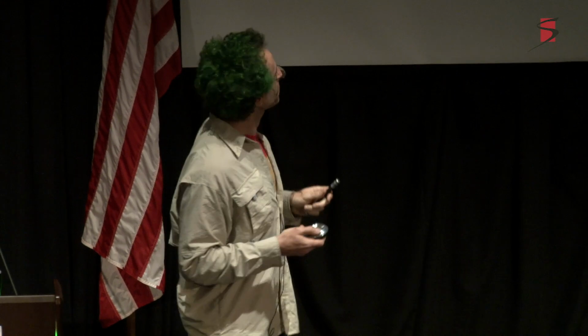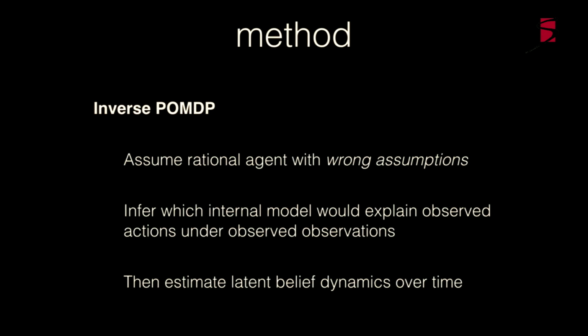Okay, so this is the model that we assume that agents have. They're going along, doing the best they can, subject to their model. What is their model? That's where inverse POMDP comes in. We're going to assume a rational agent with the wrong assumptions about the world, but given those assumptions, they're doing the best they can. And we would like to infer which internal model best explains the observed actions we watch them make and the observed observations we watch them make. And then we're going to use that model to estimate belief dynamics over time, which are the thoughts that we would like to characterize in the brain. How do those thoughts evolve? How do the neurons represent them?